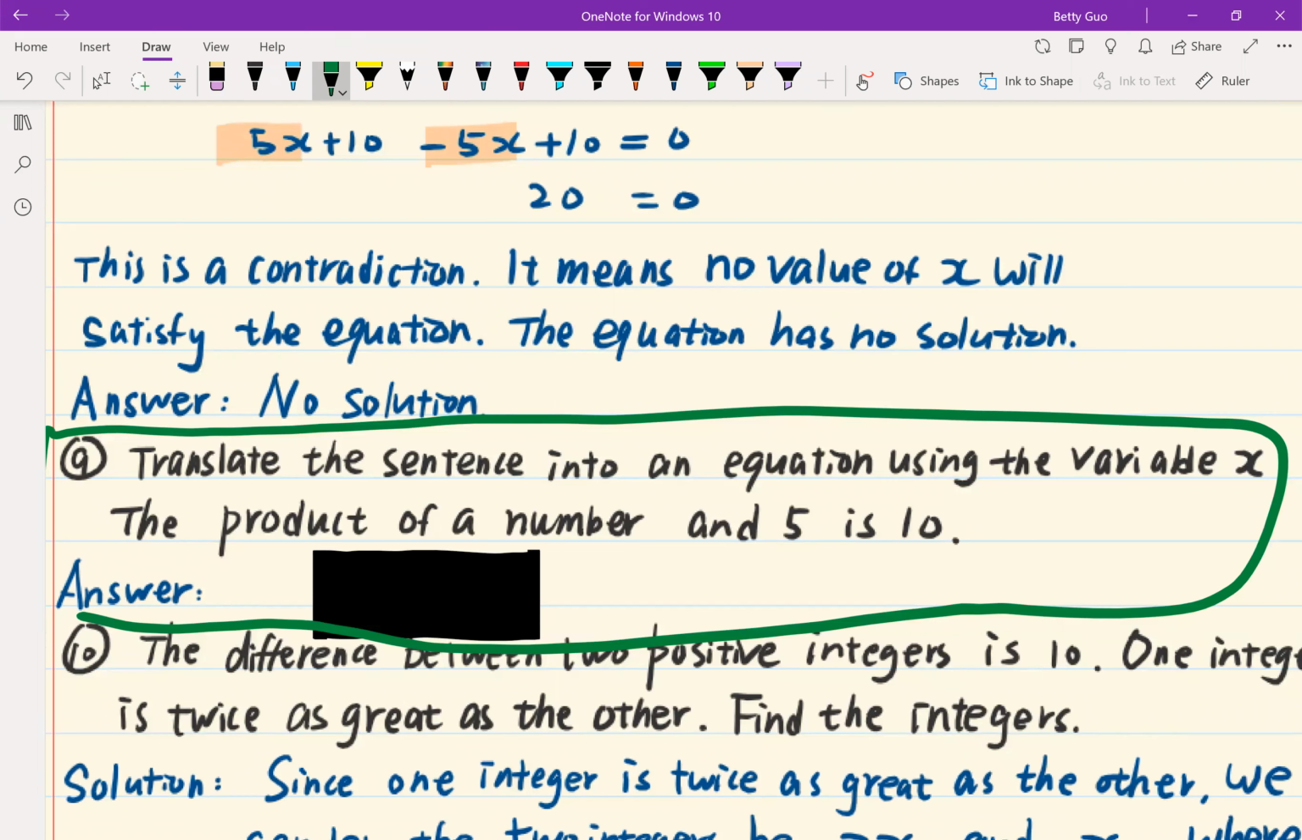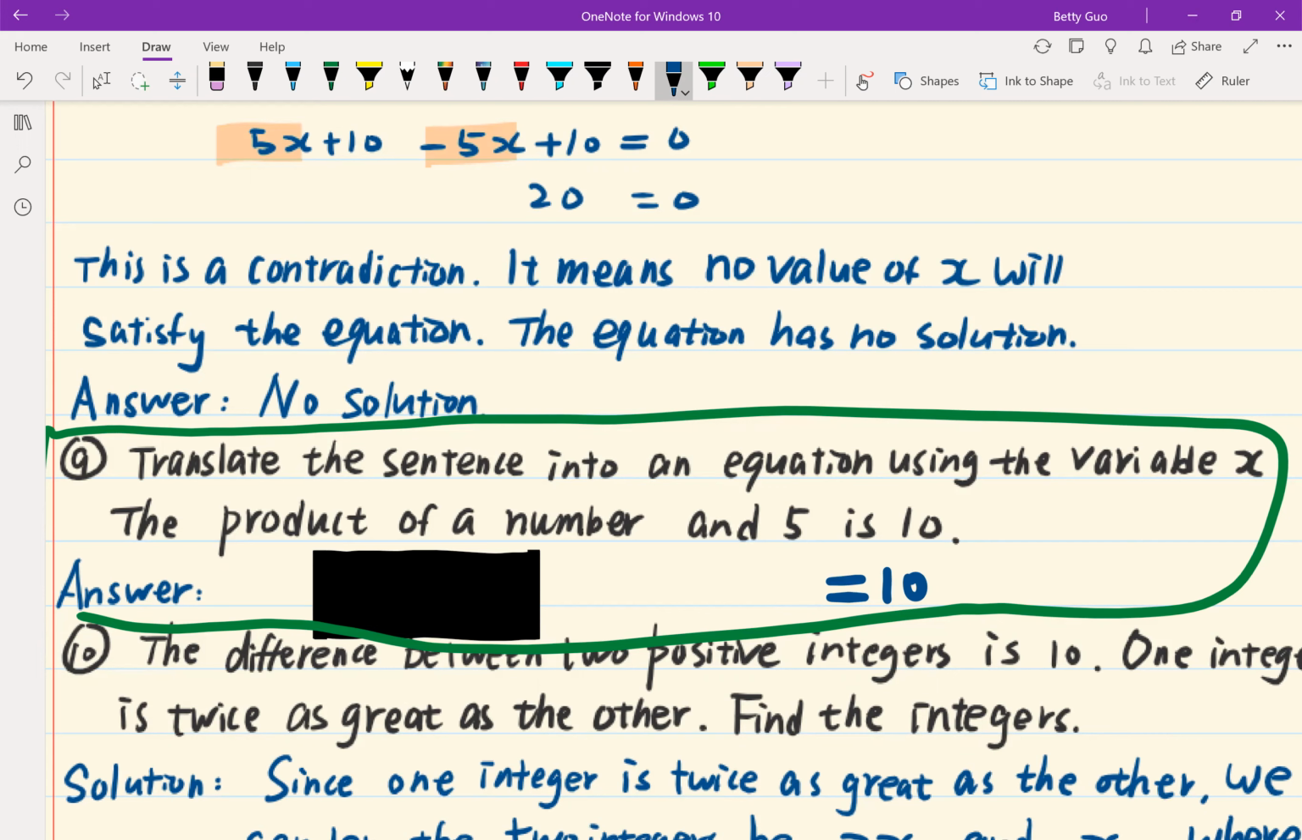Yeah, so you are translating the sentence in English to algebra. Yeah, look at is 10. What is is 10? Equals 10. Very good. Equals 10. Is 10 means equals 10, right? A product. Product equals 10. Product of what and what?